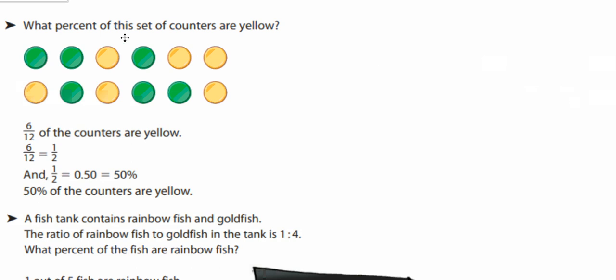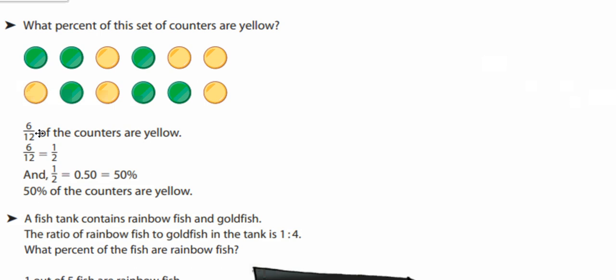Here's another situation where I have some counters. I have 1, 2, 3, 4, 5, 6 yellow ones, and 1, 2, 3, 4, 5, 6, 7, 8, 9, 10, 11, 12 counters total. So 6 out of the 12 of the counters are yellow. Now I can try and turn 12 into 100. However, that's really challenging because it doesn't work out very nicely, and I can't actually multiply 12 by anything to get 100. So another thing that I can do is simplify my fraction first.